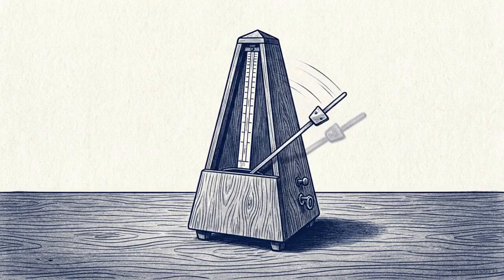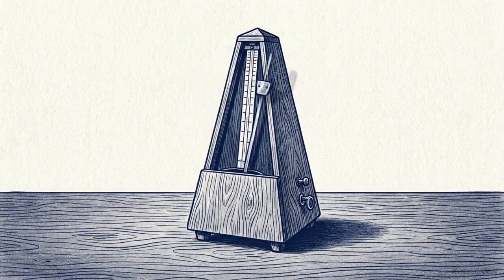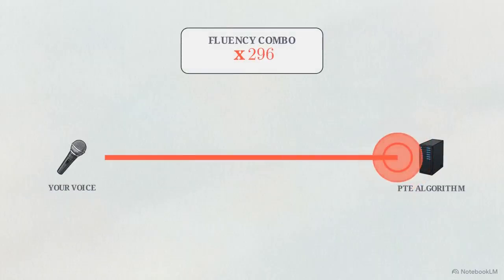This does not mean you should speak as fast as possible. The machine is looking for a steady, rhythmic pace, not a frantic one. Think of your speaking score like a combo meter in a rhythm game. As long as you maintain the flow without pausing, the points keep adding up.